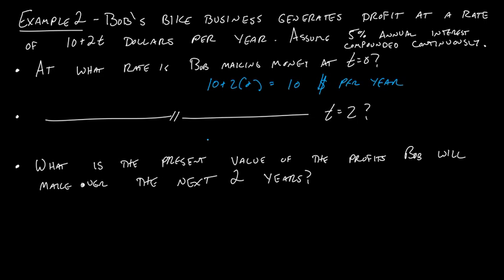At t = 2, is he doing much better? Well, he's making a little bit more at that point, right? So he's making $14 per year, but the situation has not improved that much.